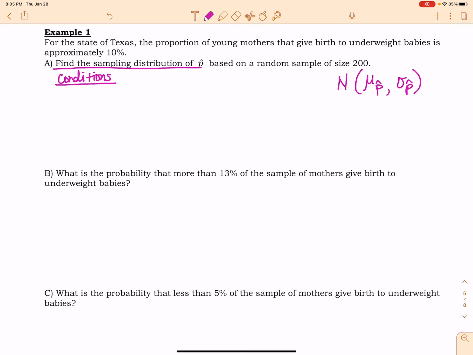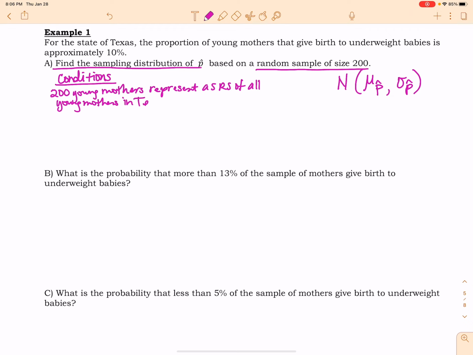Okay, so the first thing is, is it a random sample? And we're told in the problem that it is in fact a random sample. So 200 young mothers represent a simple random sample of all young mothers in Texas. Okay, and my handwriting is poopy, sorry. Okay, so that's the first condition.